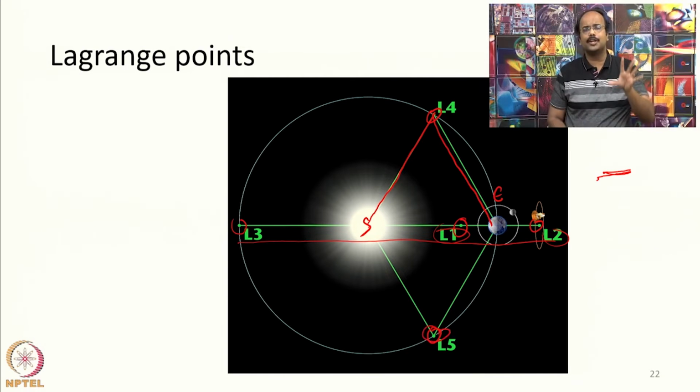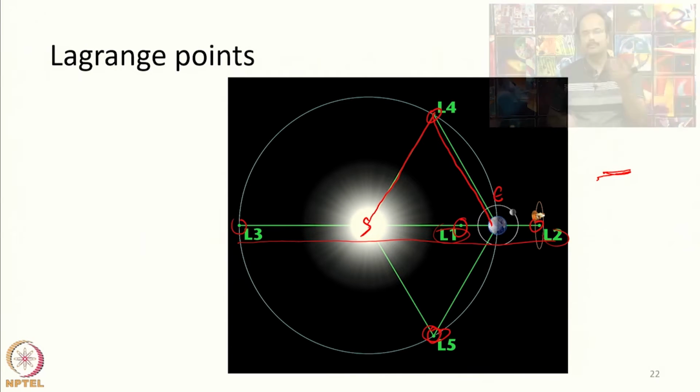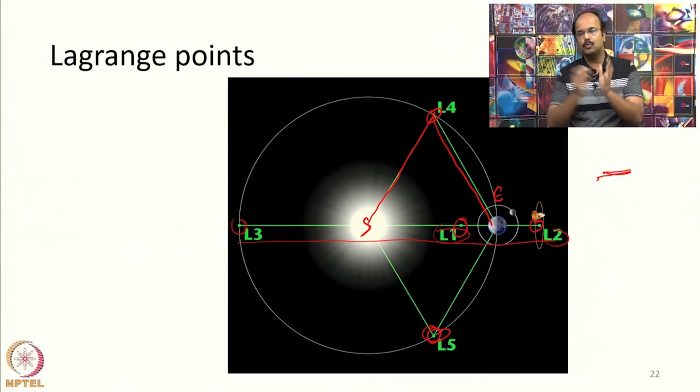So in total 5 Lagrange points will be there for a two body system, such as the Sun and Earth, or the Earth and Moon, and so on. You can fix 5 Lagrange points, and as the system moves, the 5 Lagrange points also will move.